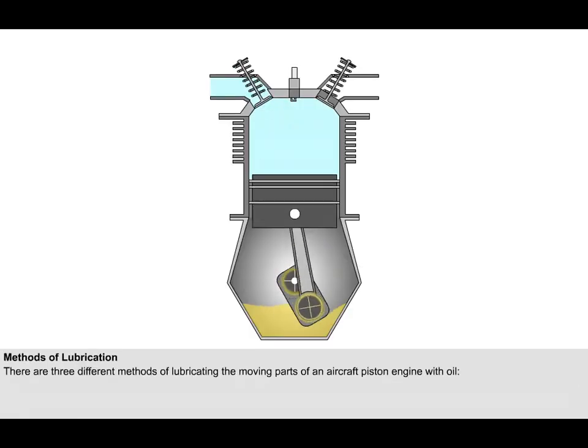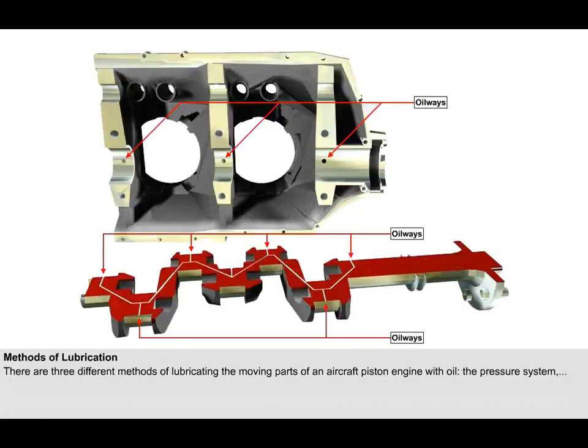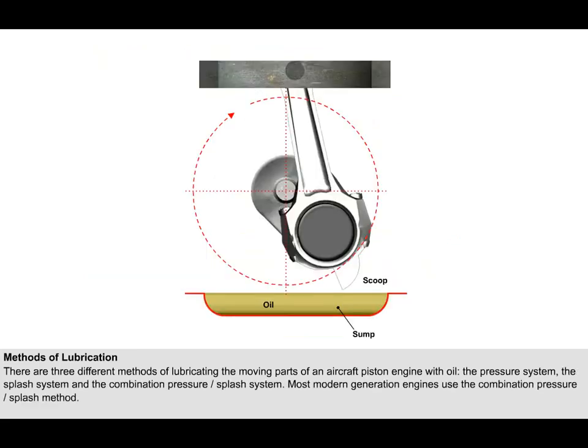There are three methods of lubricating the moving parts of an aircraft piston engine with oil. They are the pressure system, which has a high-pressure oil pump incorporated in the design, which supplies oil under pressure for lubrication of the major components. The splash system, where oil is thrown onto the major components by the rotation of the crankshaft in the oil sump. And the combination pressure splash system, whereby the major components are supplied by pressure oil from a pump, and the remaining components are supplied by splash lubrication. Most modern generation engines use the combination pressure splash method.